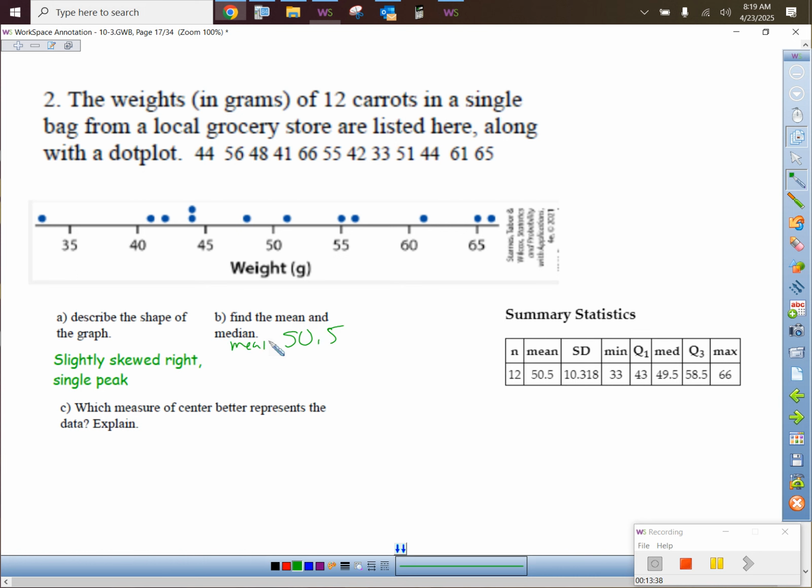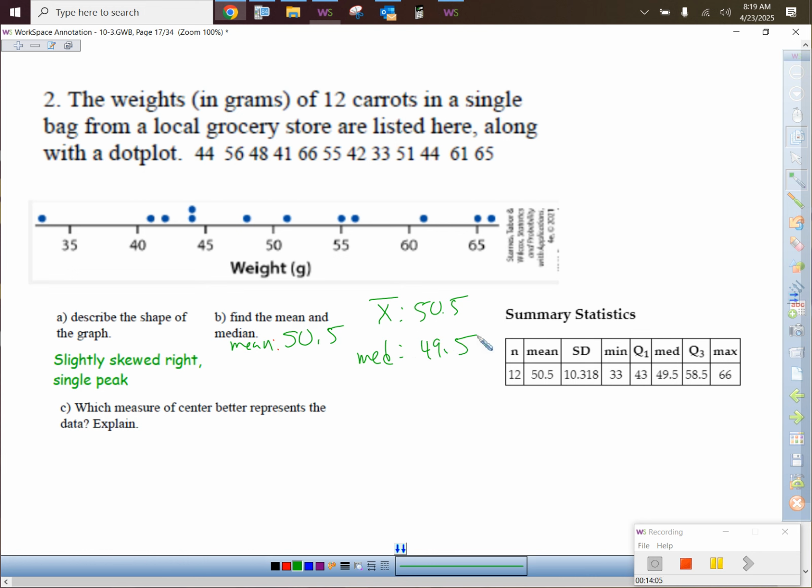I want to show you something that homework might start using. Mathematicians do not like to write, so instead of writing out the word mean, sometimes they put this. They call that X bar. That's the letter X with a bar over the top of it. That is shorthand for mean. So if you ever see X bar, that's your average right there, 50.5. And then the median, they don't have a symbol for it. They just abbreviate it to 49.5.